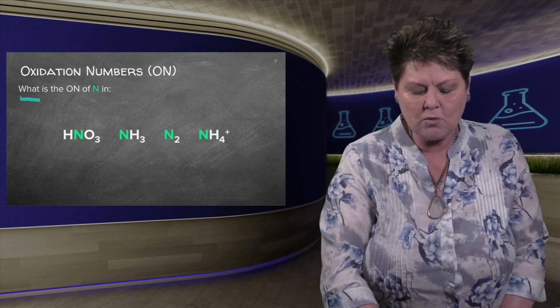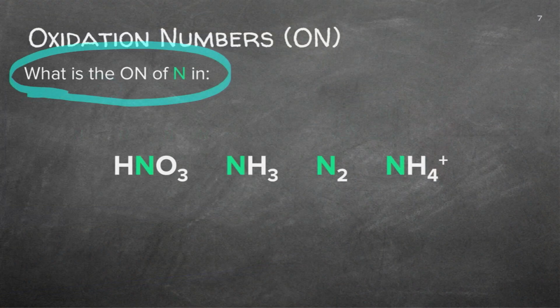This is a question: what is the oxidation number of nitrogen? Now, I'm here confronted with HNO3, nitric acid, NH3, ammonia, and N2. So that's just nitrogen. They're asking me, what are the different oxidation numbers for the nitrogen? So let's have a look. Firstly, I know oxygen is -2. How many do you have? I've got 3 times -2.